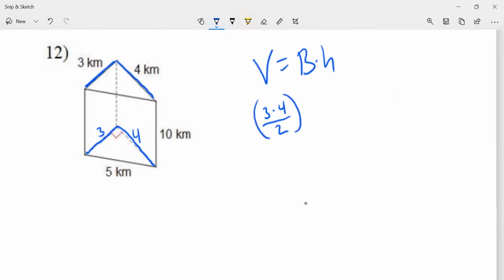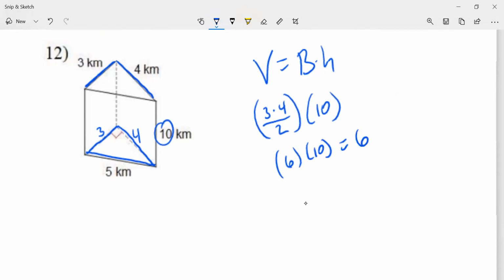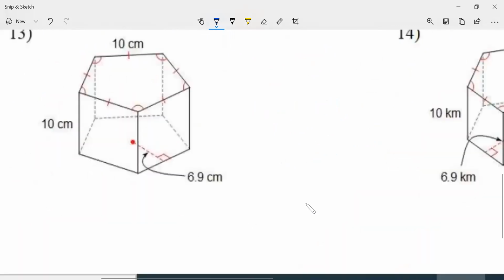Now, the height is a number that has nothing to do with my triangle. My question is, is it the 5 or the 10? There are two numbers I haven't used. I know the 5 is the measurement of one side of my triangle. So in this case it's going to be 10, because I said before, the height is a number that has nothing to do with the base. That 5, to be honest, I'm not going to use it at all. So I'm just going to go 3 times 4 divided by 2 for the base. That's 6 times 10. My answer will be 60. Cool, that's not bad. Let's take a look at number 13.